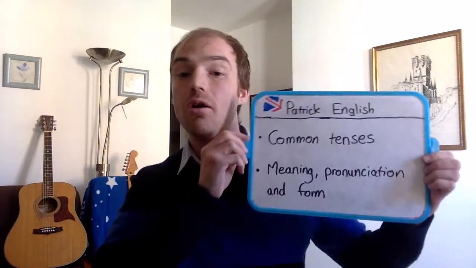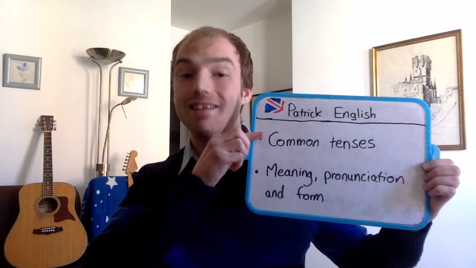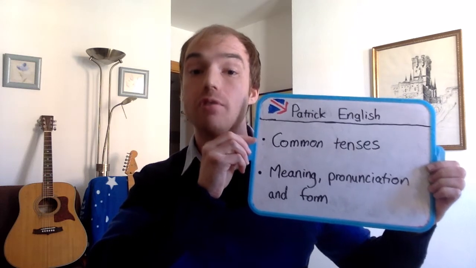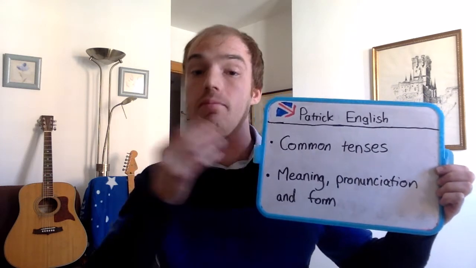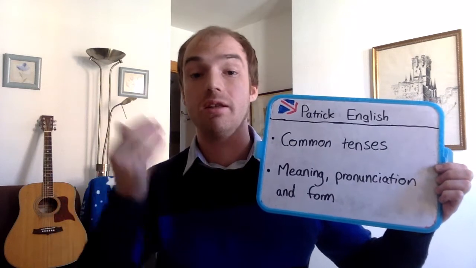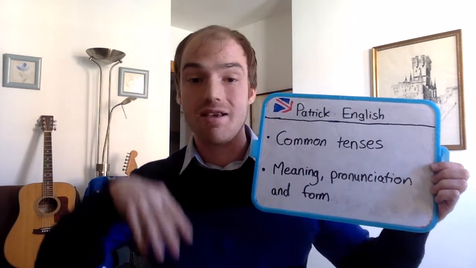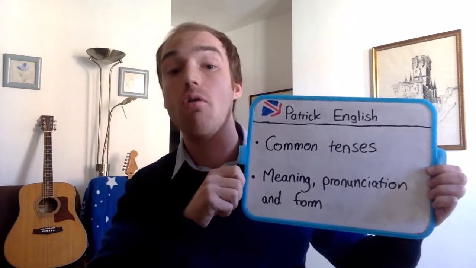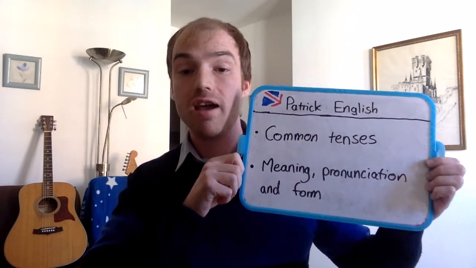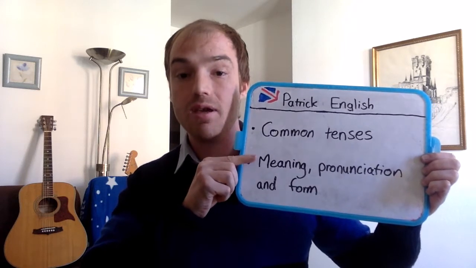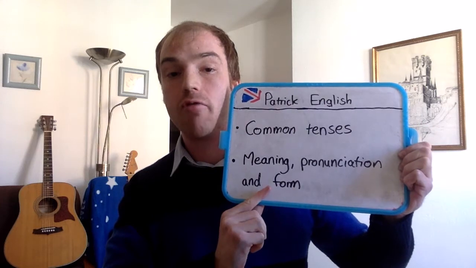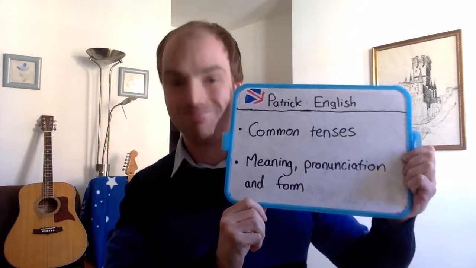Hello, I'm Patrick English, and today we're going to look at some common tenses in English. We use different tenses when we want to talk about different times. For example, the past, like yesterday, the present, like today, and the future, like tomorrow. I want to help you to understand the meaning, the pronunciation, and the grammatical form of these tenses.